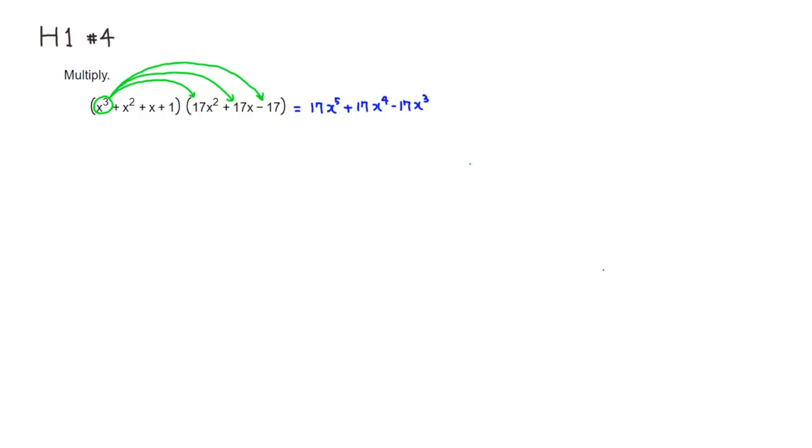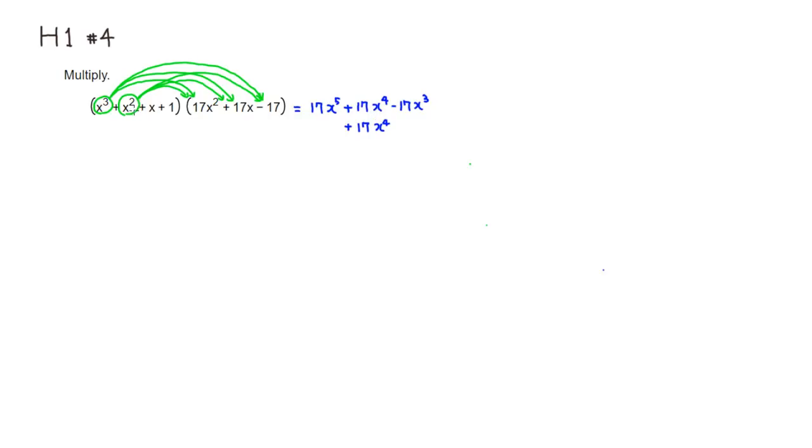Let's do the next one. I'm going to distribute x squared, and do the same thing, distribute that to all three terms. It's looking a little bit messy here. x squared times 17x squared would be 17x to the 4th, so I'm going to place it here, plus 17x to the 4th, so that I line up the terms with the same powers.